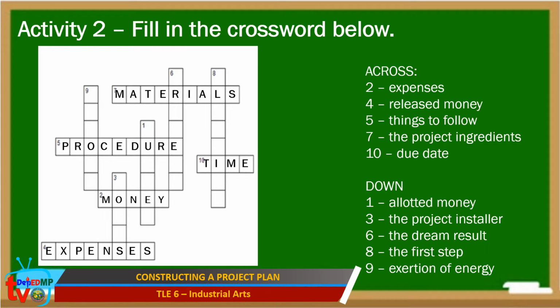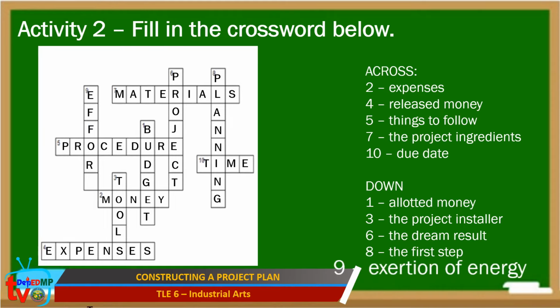For the down, number 1, allotted money, the answer would be budget. Number 3, the project installer, the answer would be tools. Number 6, the dream result, that would be the project. Number 8, the first step, that is planning. And number 9, exertion of energy, that would be effort.